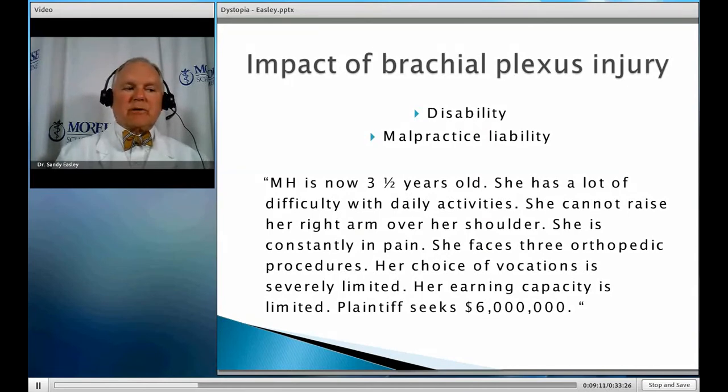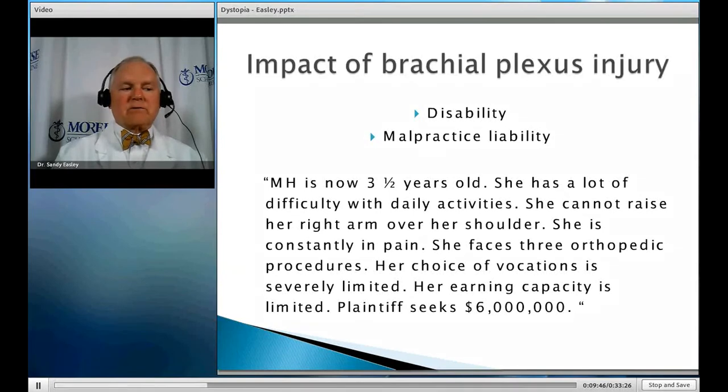MH is now 3.5 years old. She has a lot of difficulty with daily activities. She cannot raise her right arm over her shoulders. She is constantly in pain. She faces 3 orthopedic procedures after having undergone a neurosurgery procedure without success. And now her choice of vocations is severely limited. Her earning capacity is also limited. In this case, the plaintiff seeks a reward of $6 million.